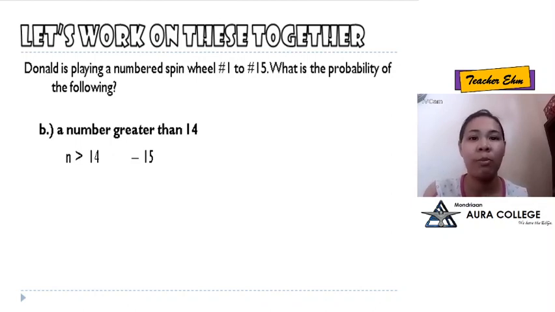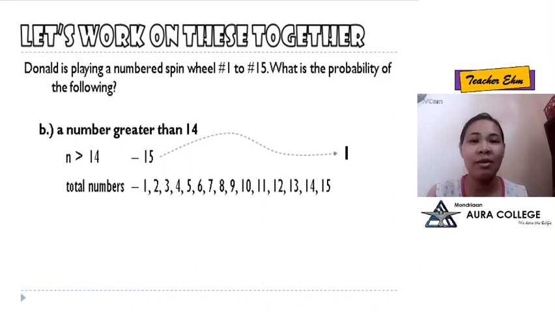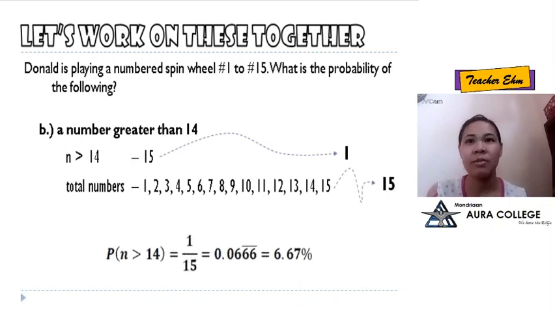Ano naman yung mga possible outcomes natin? So, yan si 1, 2, 3, 4, 5, 6, 7, 8, 9, 10, 11, 12, 13, 14, and 15. Bilangin lang natin sila. So, sa specific result natin, meron tayong 1. At sa possible outcomes natin, meron tayong 15. The probability of getting a number greater than 14 is equal to 1 over 15, or equal to 0.0666666, or equal to 6.67%.